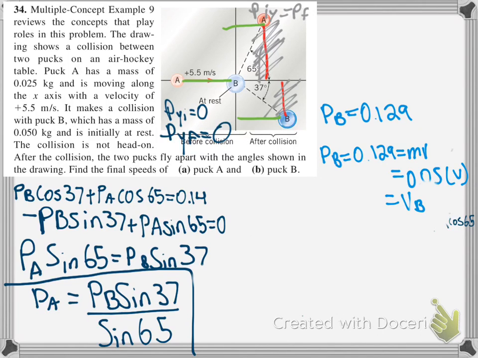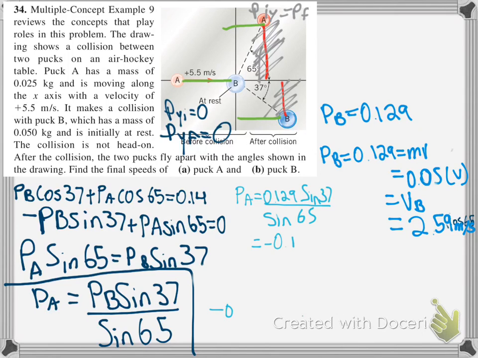Now, solving for the momentum of B in the x is going to equal 0.129 newton seconds. Now you just divide by the mass of puck B, which is 0.05 kilograms, and that's going to give you the velocity, which is 2.59 meters per second. Now you know that the momentum of A is equal to the momentum of B sine 37 divided by sine 65. That is the equation in the bottom left that I told you not to forget about, so hopefully you didn't forget about it.